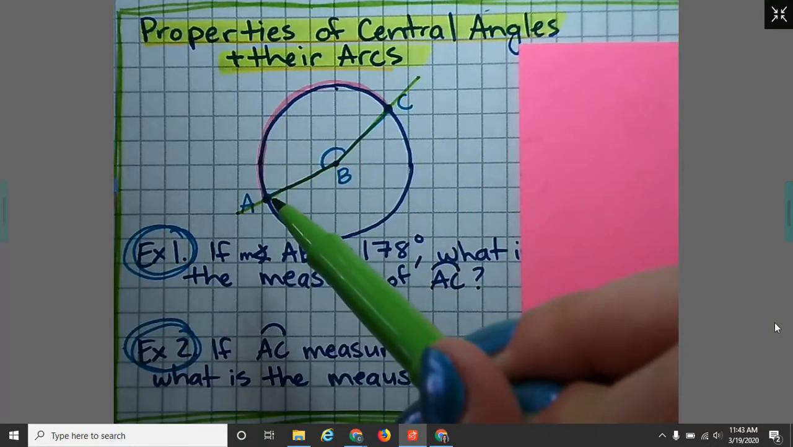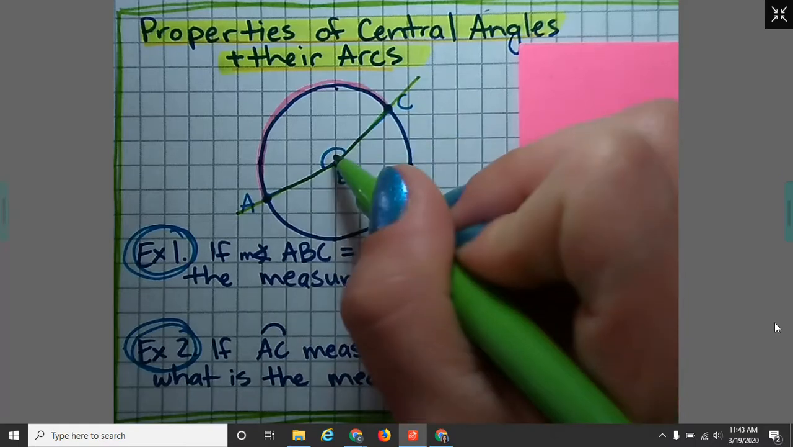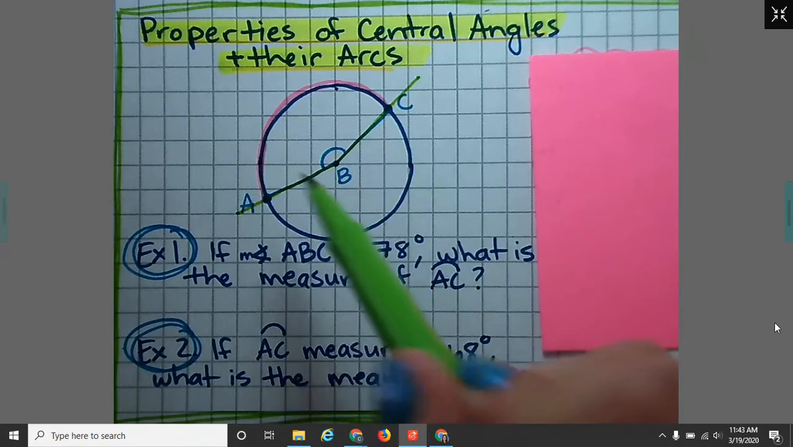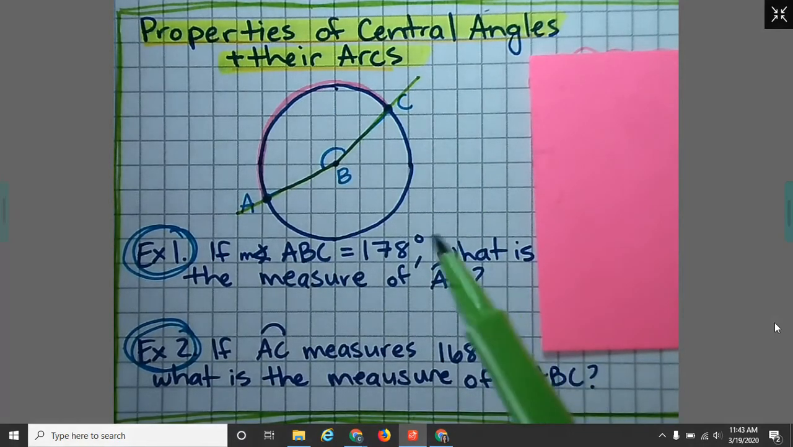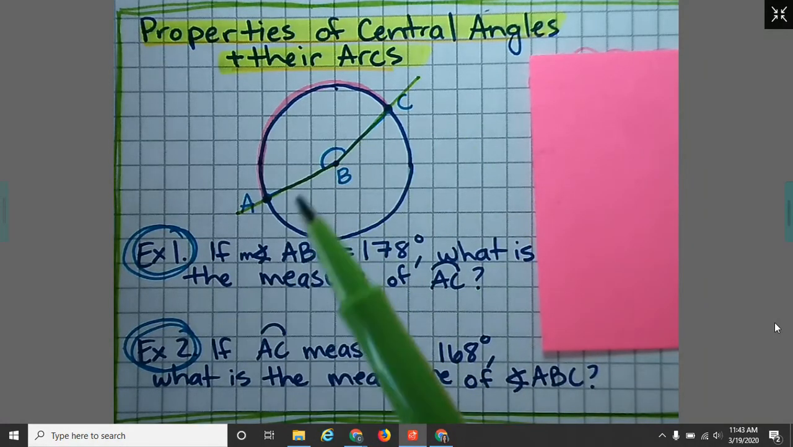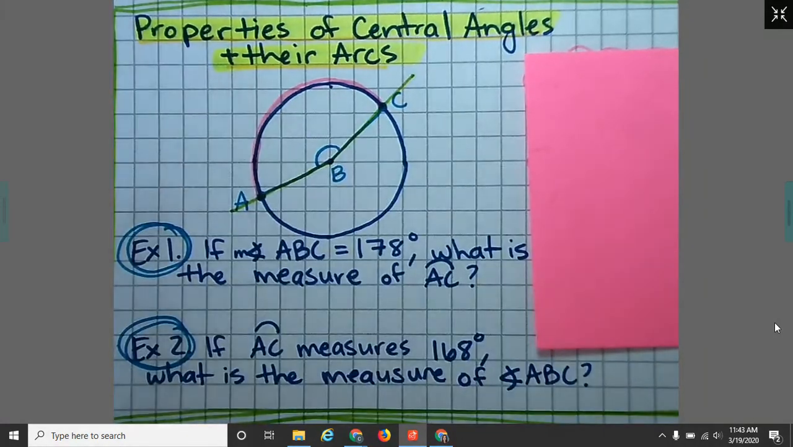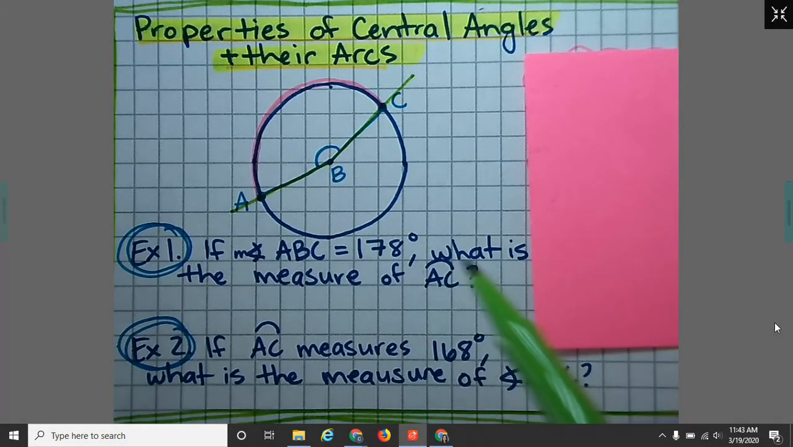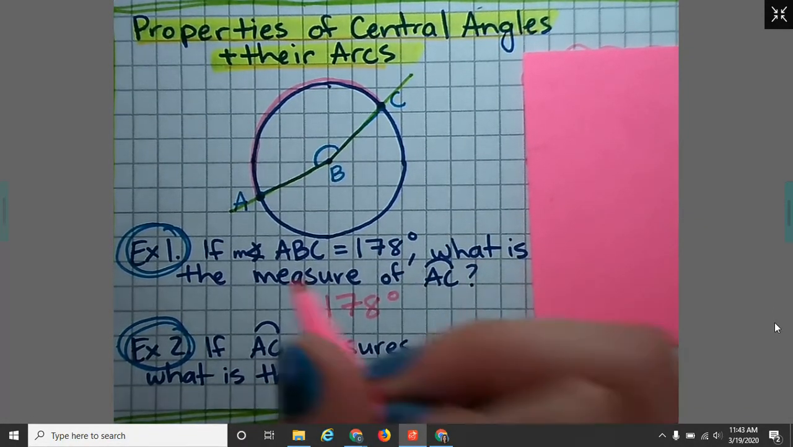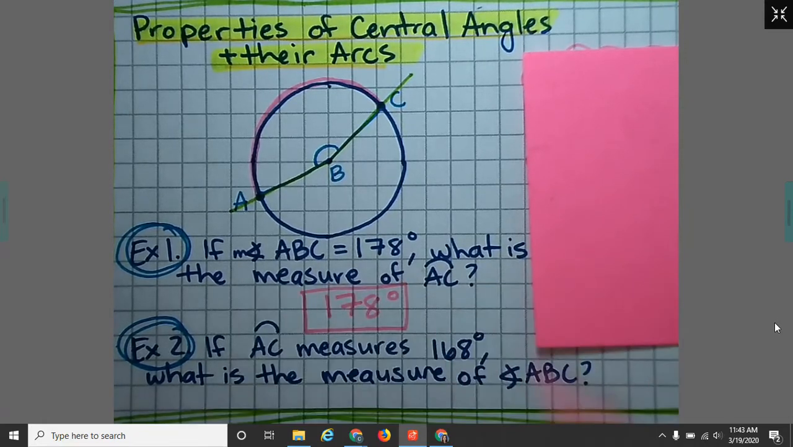If the measure of ABC is 178 degrees, what is the measure of arc AC? So, as I've already told you, the measure of a central angle and its arc are going to be the same. So, if ABC is 178, what is the measure of arc AC? Which we write like this. Well, the measure of arc AC is just 178 degrees. And that's it with that problem.